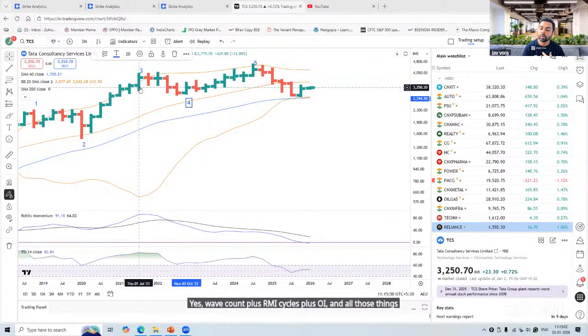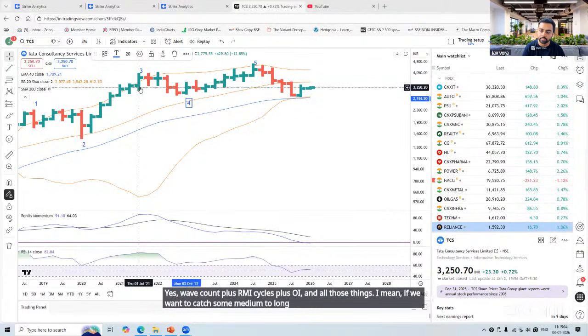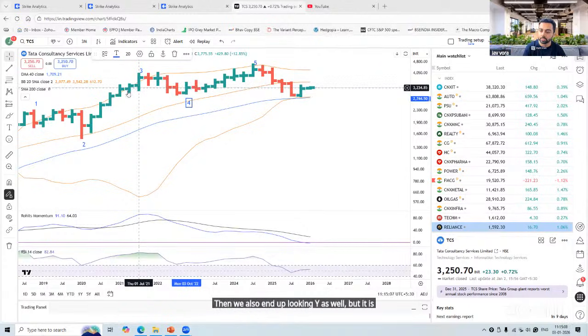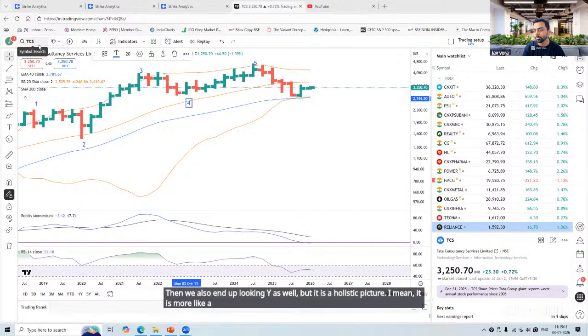I mean, if we want to catch some medium to long term ideas, then we also end up looking at OI as well. But it is a holistic picture. I mean, it is more like a top down approach you will see.